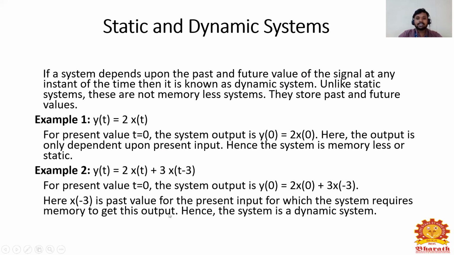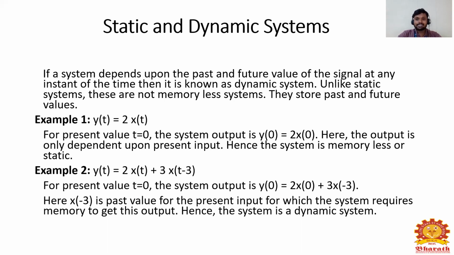So what is static and dynamic system? If the system depends upon the past and future value of the signal, then the system is said to be dynamic. If the system depends upon the present value or instant value of the signal, then that system is called a static system. So a static system is otherwise called a memoryless system, and dynamic systems are non-memoryless systems.